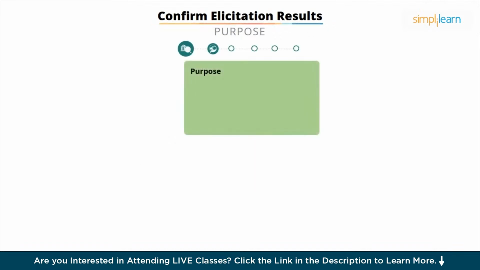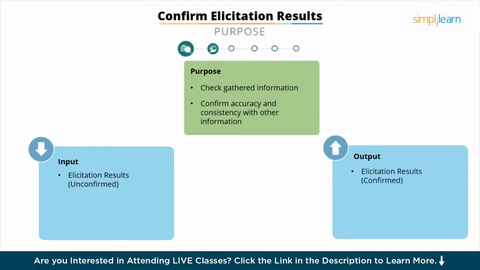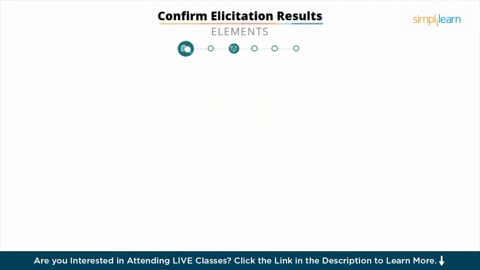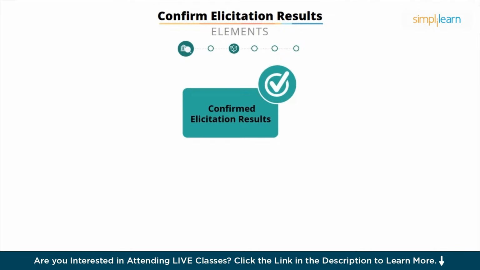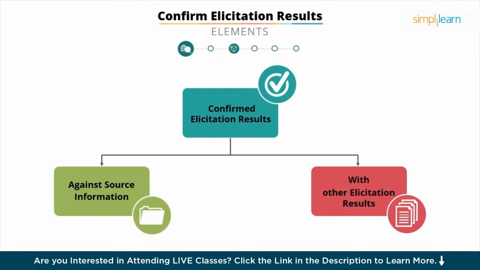The purpose of the Confirm Elicitation Results task is to check if the information gathered during the elicitation session is accurate and consistent with other information. Input to this task is the unconfirmed elicitation results, and output is confirmed elicitation results. Elicitation results are confirmed by comparing elicitation results against source information or with other elicitation results.